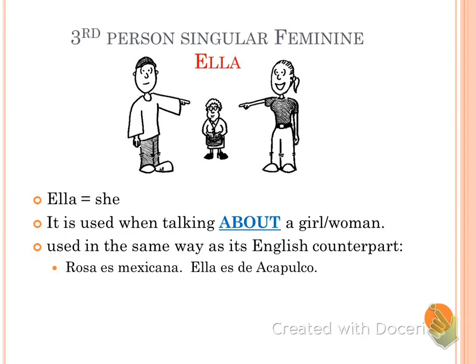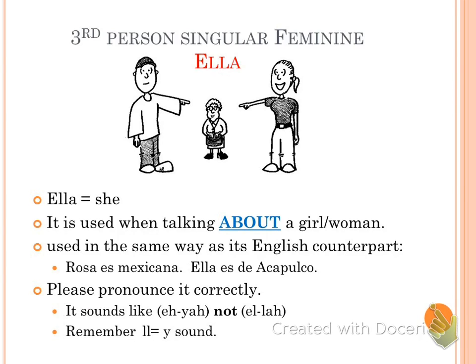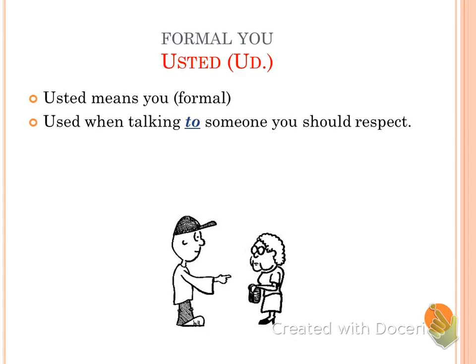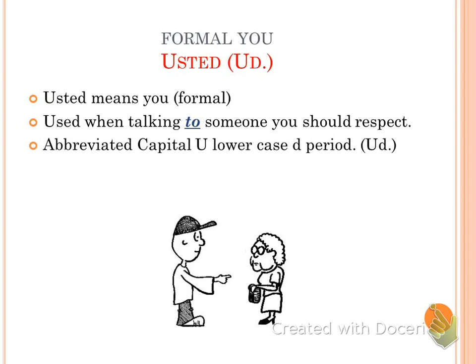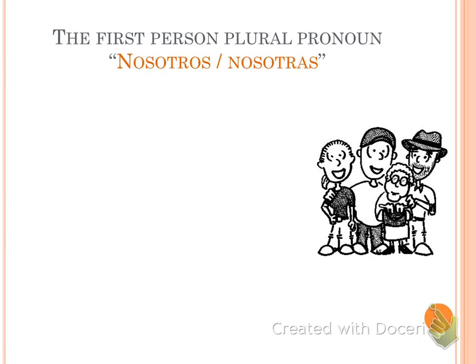So it doesn't always have to be a girl or a woman. It can be anything that is feminine and singular, any object. And remember, it's ella, not ela. So double L sounds like a Y. Then usted is the last one on the singular side. You can always substitute usted with Ud., period. That's a common abbreviation for it. And that's, again, one of our U's.